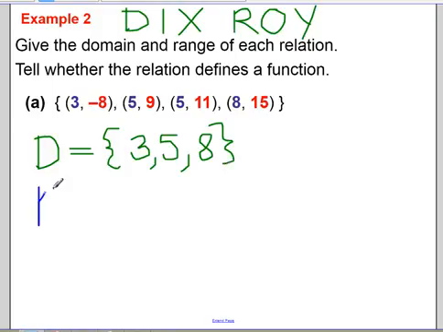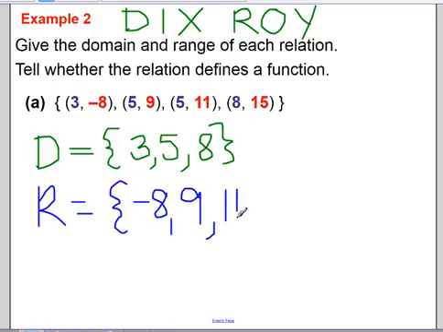The range is all of the output values, your y values. And looking at the output values, I see -8 is one of the first y values I get out, 9, 11, and 15. Now notice that I'm using set notation here, the squiggly brackets, and listing the numbers for both the domain and the range. Well, the original relation was given as ordered pairs. Those parentheses indicate ordered pairs, and it's important to keep those in how you define your relation.